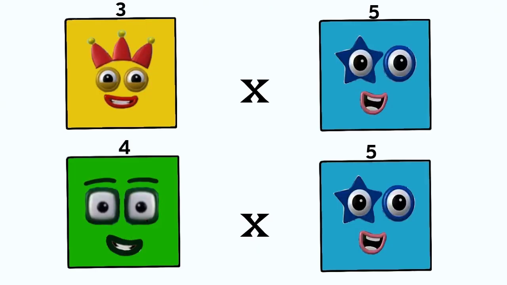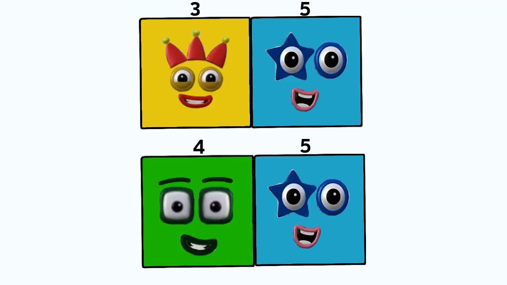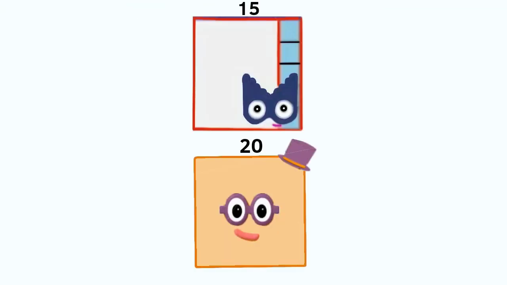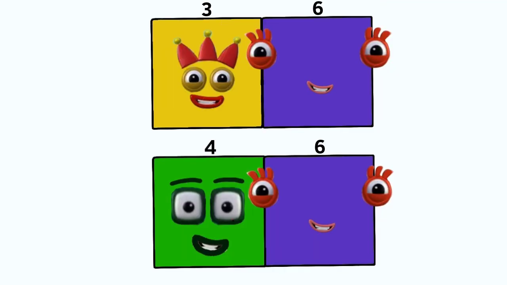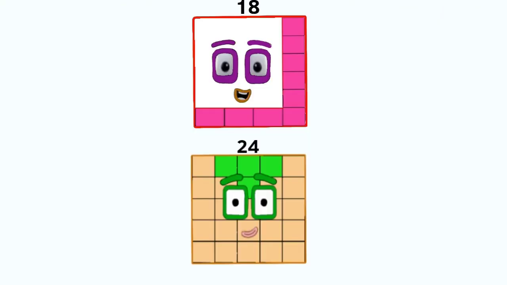3 and 4 times 5 equal 15 and 20. 3 and 4 times 6 equal 18 and 24.